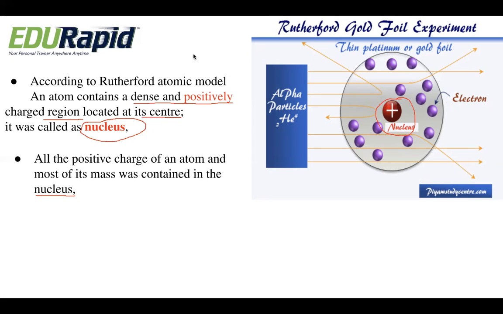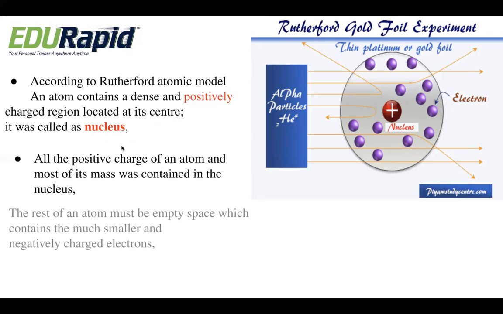Next, the third one, he said that the rest of the atom must be empty space. That is, other than the nucleus, the rest of the space of an atom should be empty, which contains much smaller, negatively charged electrons.